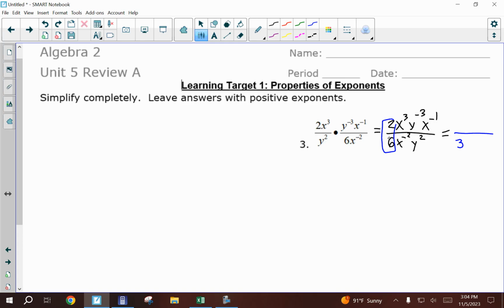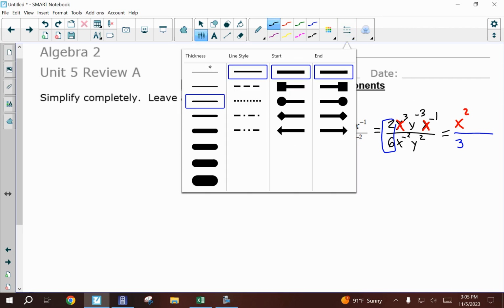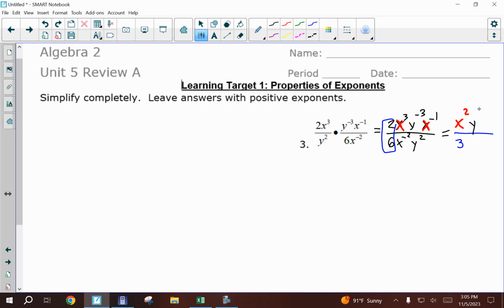2 over 6 reduces to 1/3, and then I don't really need the 1 because I've got some letters up there. I don't like seeing these repeat letters, so I'm going to go ahead and combine them. When you see a base repeat, so like in this case, it's the x up here and the x right here. Since those are repeating bases, we have to plus their exponents. So x to the 3rd and x to the -1 becomes x to the 2. And then I'm going to just leave that y to the -3rd because I'm only trying to do one step at a time. And then I have x to the -2nd and then y to the 2nd.